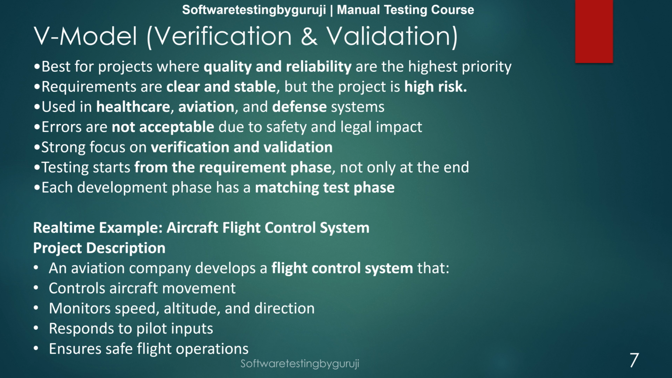And next one, V model, verification and validation. When we have to select the V model: best for projects where quality and reliability are the highest priority, requirements are clear and stable, but the project is high risk. Used in healthcare, aviation, and defense systems. Errors are not acceptable due to safety and legal impact. Strong focus on verification and validation.